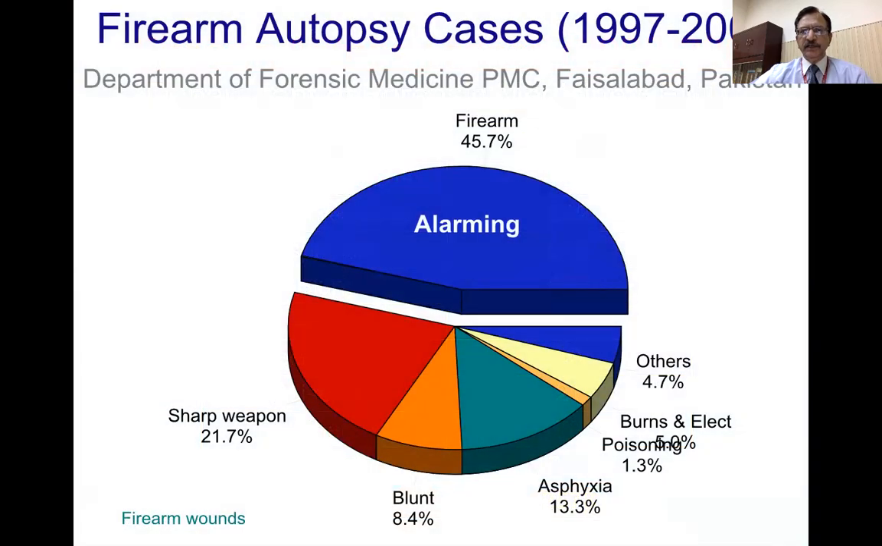Another study was carried out in Faisalabad in Punjab Medical College in 1997 and 2003, and they also found out that more than 45% of homicidal deaths were caused by firearms. So this is a large number.